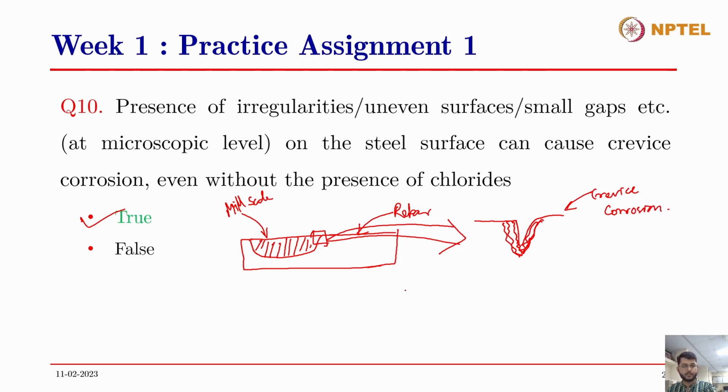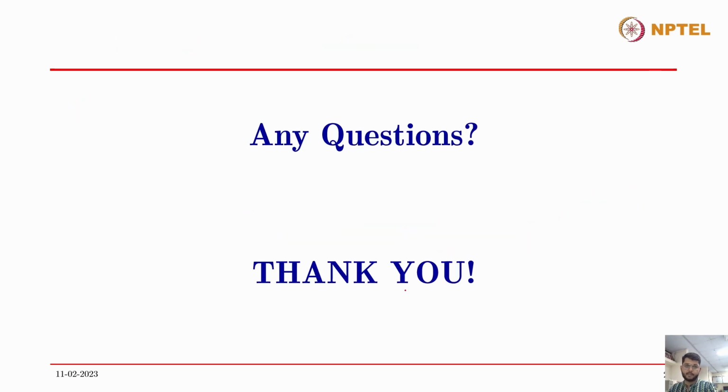So the answer to this question is true. Presence of irregularities can cause crevice corrosion even without the presence of chlorides. And this is the last question of this assignment of week one.